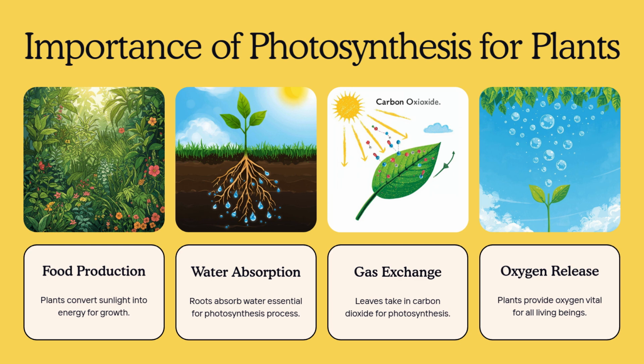Three: stores energy. Some of the glucose produced is used immediately for energy, while the rest is stored as starch in different parts of the plant. This stored energy can be used later when the plant needs it.